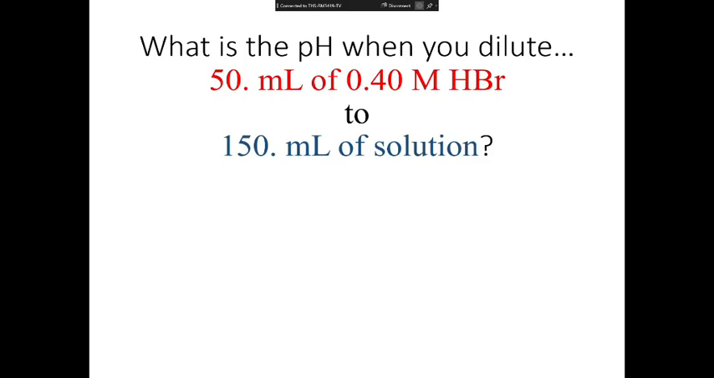So this first one's about diluting an acid. It says, what's the pH when you dilute 50 milliliters of 0.4 molar HBr, and then you just add 100 more milliliters of water to dilute it? What do you think the pH? So you've got this acidic solution, 50 milliliters of 0.4 molar HBr. If you diluted it, do you think the pH would go up or would the pH go down? There's some ups and downs. Let's find out.